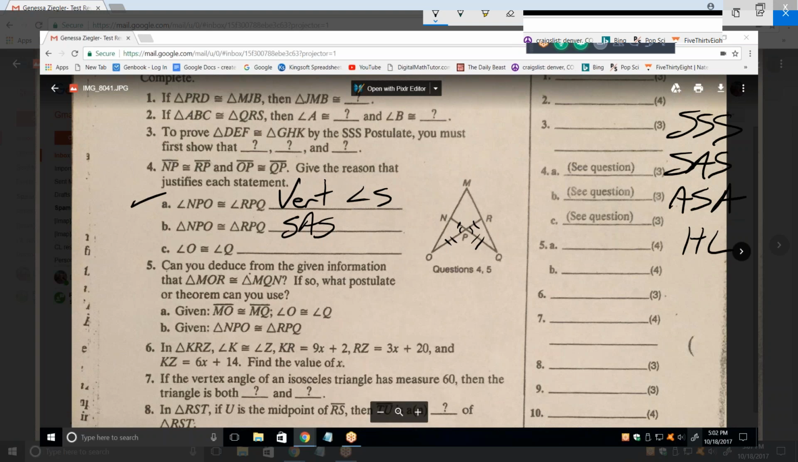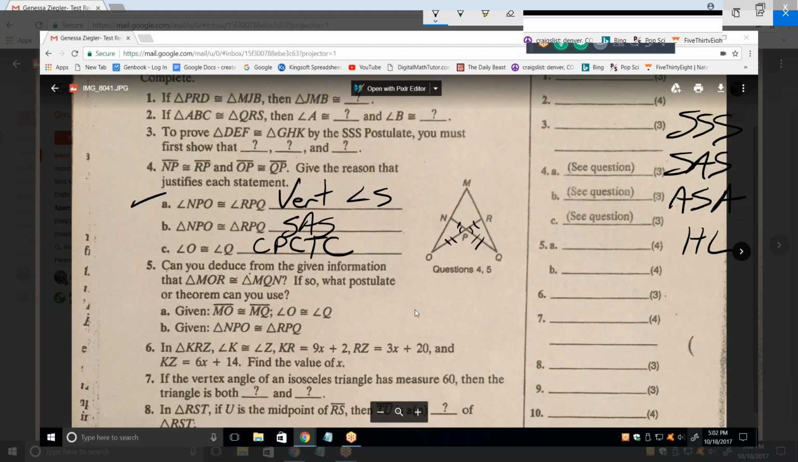The corresponding parts of congruent triangles are congruent. So CPCTC, right? Corresponding parts of congruent triangles are congruent. So CPCTC. I got that right? That's what it is, CPCTC? Yeah. Okay.